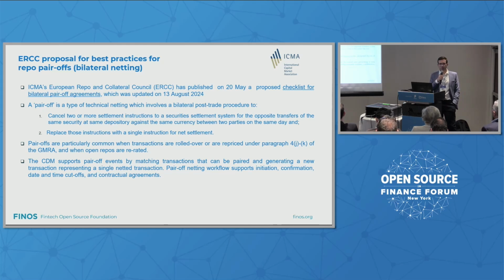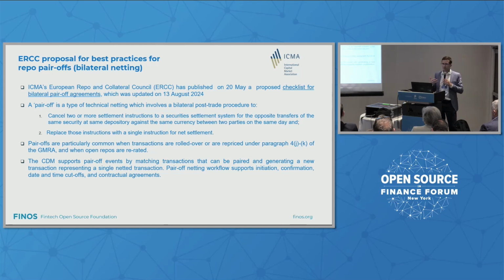So essentially, a pair-off is a form of technical netting for bilateral repo transactions. This involves a post-trade process to match essentially two transactions, where one party sells a security but also receives it from another party. In practice, this means that two settlement instructions have to be cancelled and replaced with a single instruction for the settlement. So netting essentially those two transactions, very similar to processes in derivatives and other parts of the market.